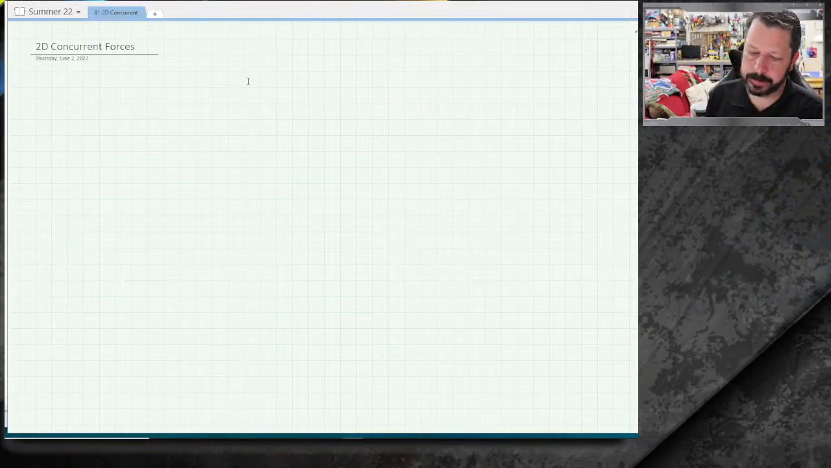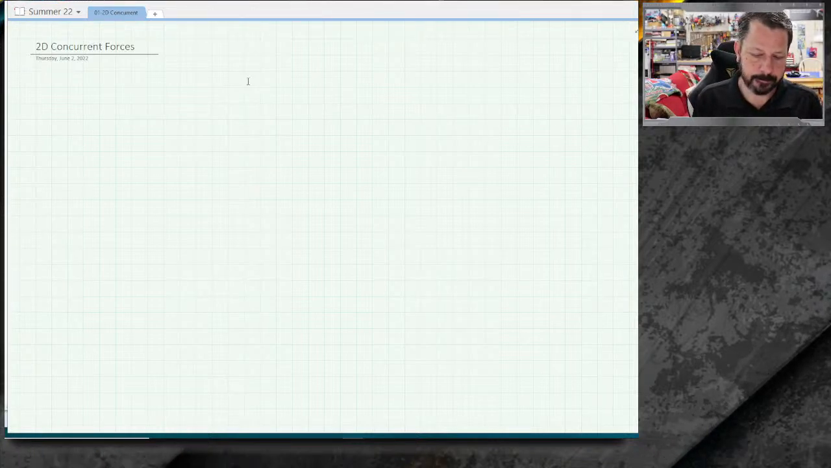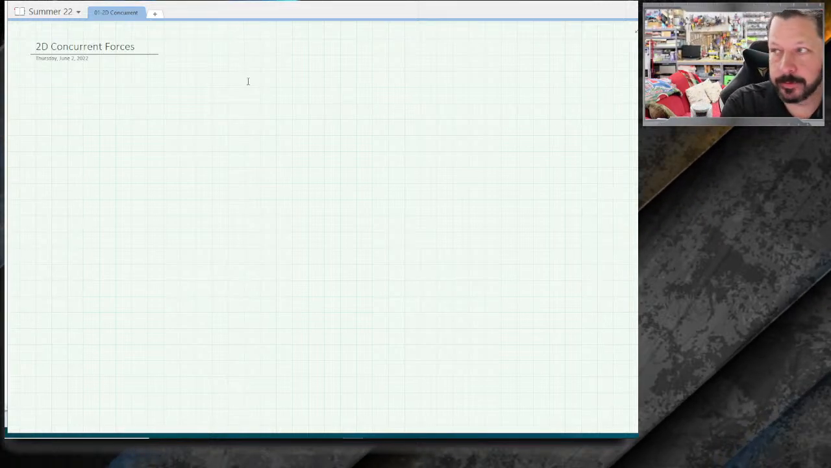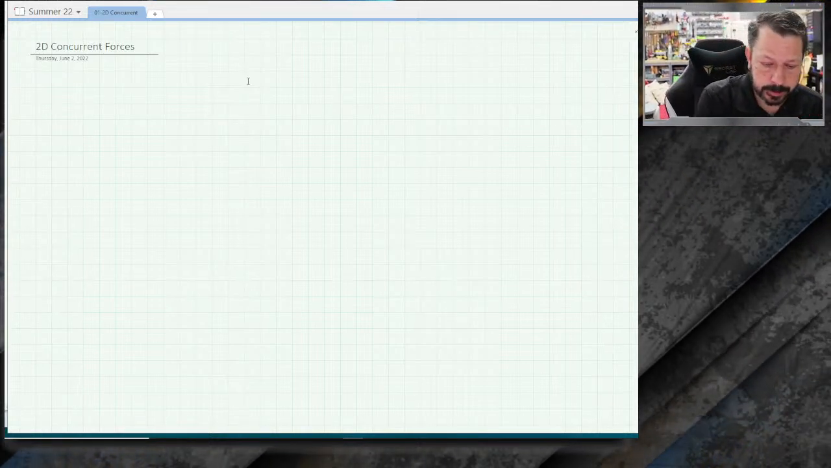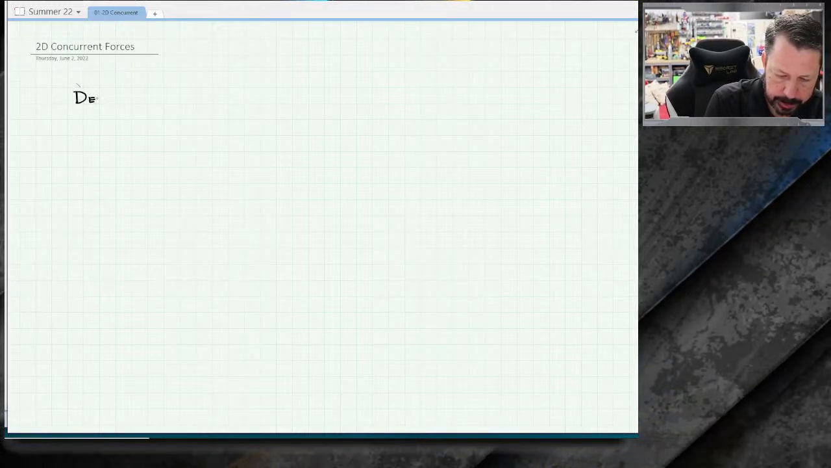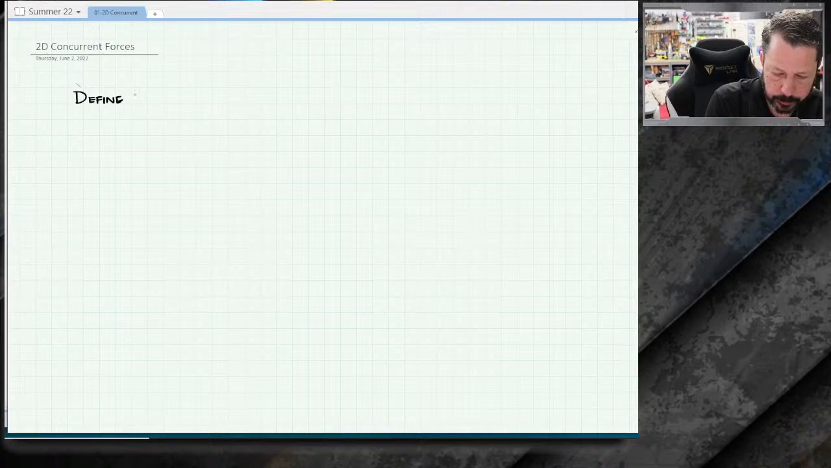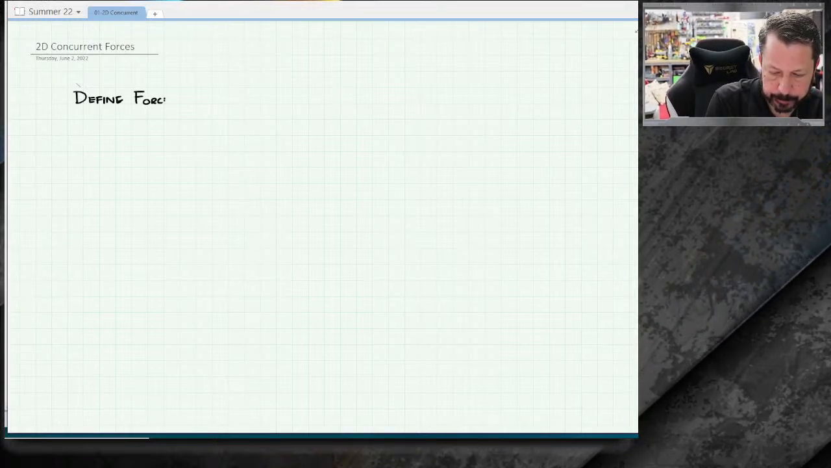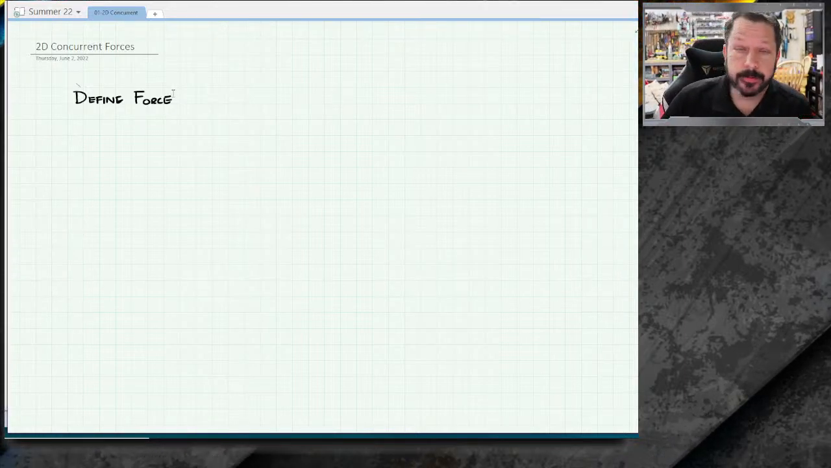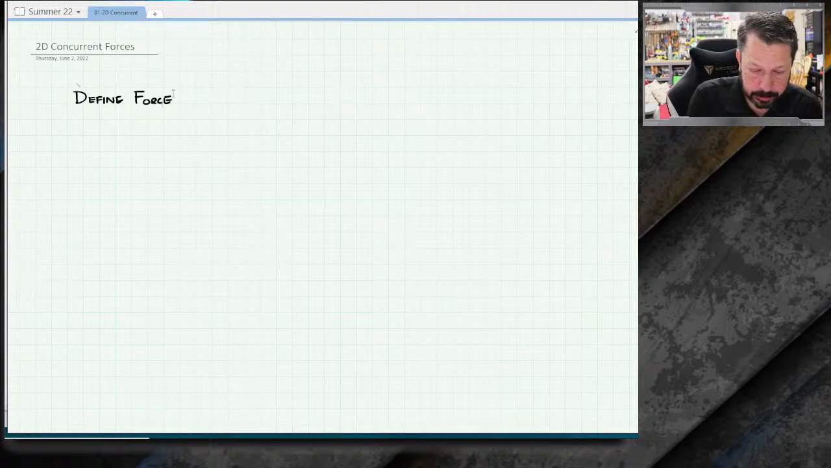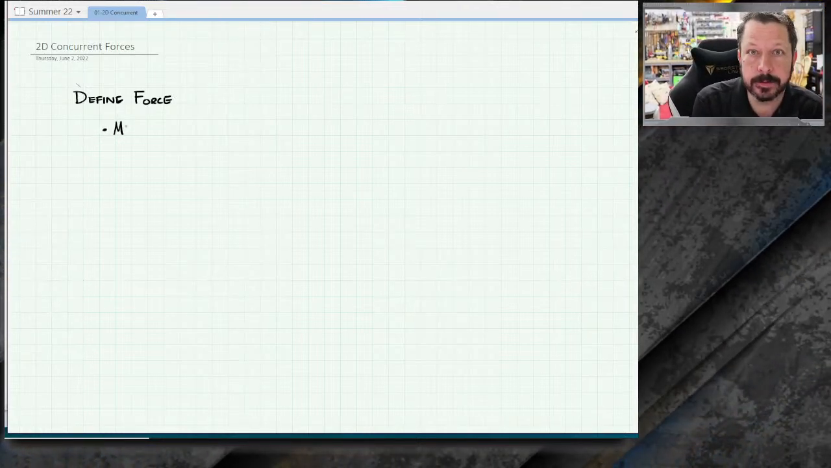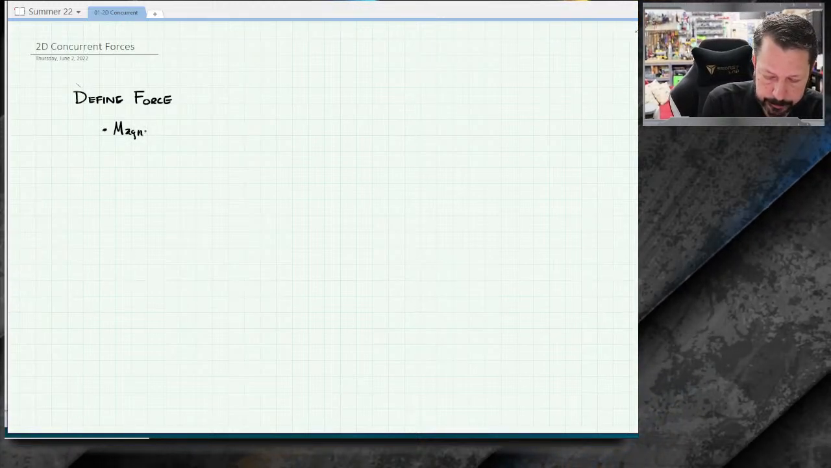So let's start with, well, how do you even define a force? That's a good place to start if we're talking about forces. So let's figure out how we can define a force. You've got the idea probably that you can define a force. It needs a magnitude. So it needs some kind of number that tells you it's 10 pounds or 30 newtons, something like that.